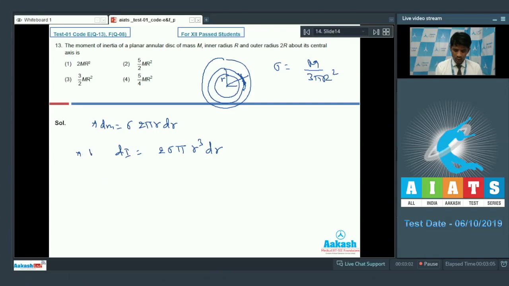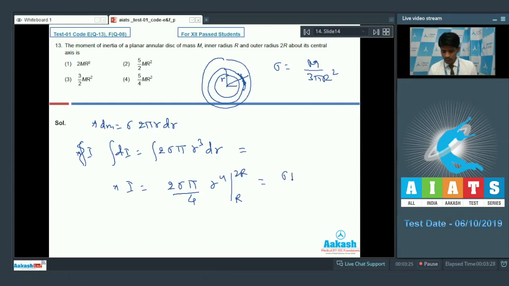So the overall answer will be given by the integration of this dI from r equal to capital R to 2R. Let's integrate it. The moment of inertia will be 2 sigma pi, and this will be r^4 divided by 4, with the integration taken from R to 2R. So this is sigma pi divided by 2, into (2R)^4, that is 16R^2, minus R^2.